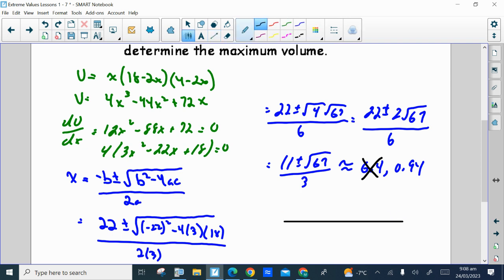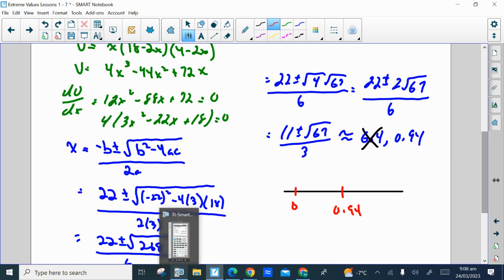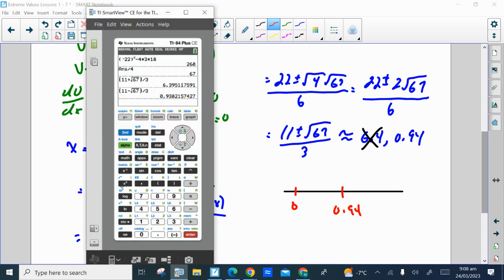And again, we can confirm that we're going to get a maximum volume at x equals 0.94. Obviously, it can't be less than 0. So when we say we're going to take a number to the left of 0.94, it can't be negative, because that would give us a negative dimension. But we could use a value like, let's say, 0.5. So let me store this number into memory, because I think we're going to need it.